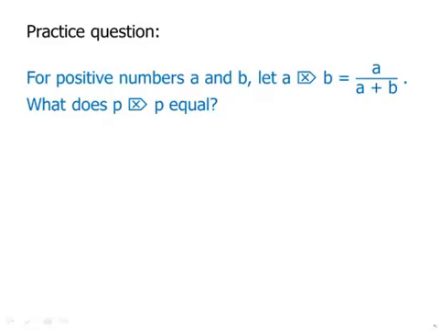Okay, so this rule says that the first number is going to go into the numerator and the sum of the two numbers is going to go into the denominator. So p arrow p, that means we're going to get a p in the numerator and a p plus p in the denominator. Of course, p plus p is 2p. And we have p over 2p, the p's cancel, and we just get 1/2. So p arrow p has an output or a value of 1/2.